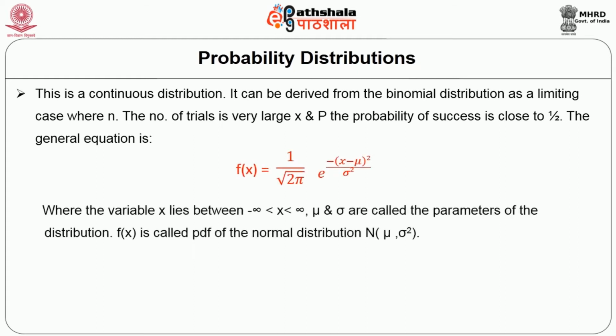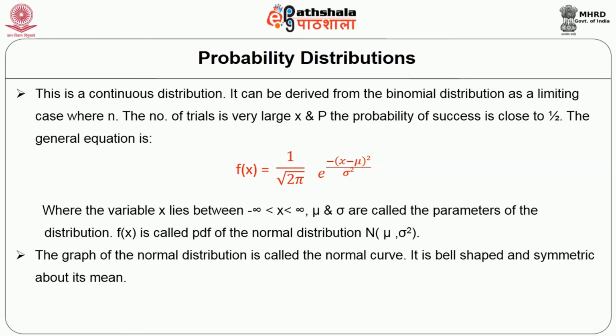Let us understand in detail where the variable x lies between the infinite population, maybe greater than or less than the mean. So here mean and standard deviation are called the parameters of the distribution. For example, it is represented as a function of x. So it is called a probability distribution function, or it is also called a normal distribution. To calculate the normal distribution, we need mean and standard deviation.